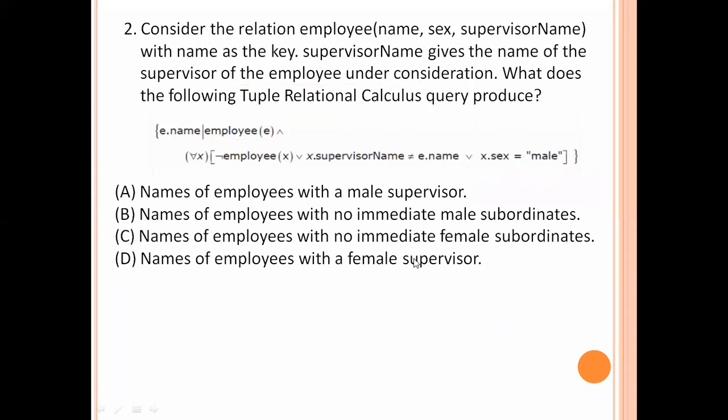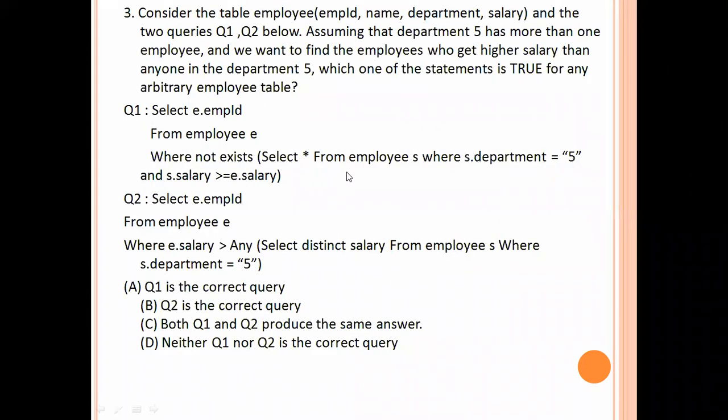Consider the table employee, which consists of employee ID, name, department, and salary, and the two queries Q1 and Q2 below. Assuming that department 5 has more than one employee, and we want to find the employees who get a higher salary than anyone in department 5, which one of the statements is true for any arbitrary employee table?